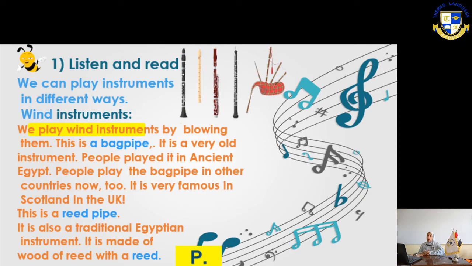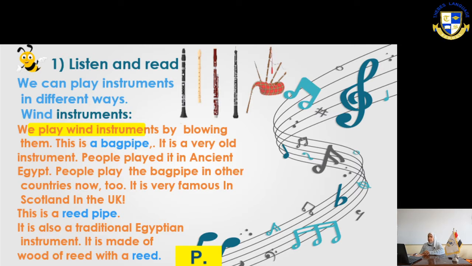Now, my dear pupils, open page 91. We're going to read the text. Listen and read. We can play instruments in different ways. Wind instruments. We play wind instruments by blowing them. This is a bagpipe. It is a very old instrument. People played it in ancient Egypt. People play the bagpipe in other countries now too. It is very famous in Scotland in the UK, the United Kingdom.